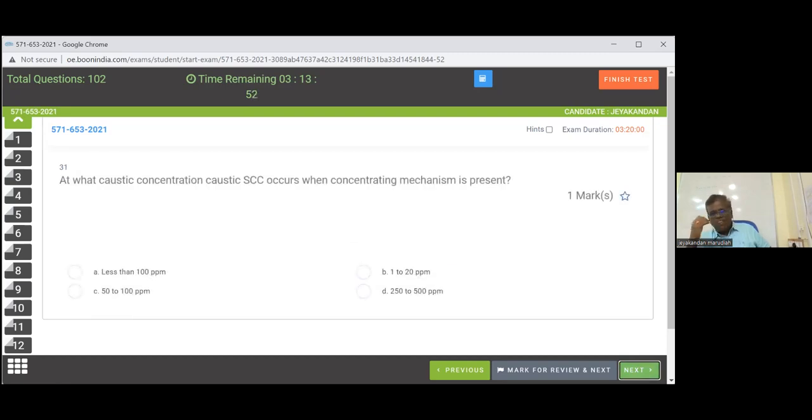Caustic concentration, caustic SCC occurs by a concentrating mechanism, 50 to 100 ppm. There is only one damage mechanism with a ppm. Caustic 50 to 100. Next, to prevent caustic SCC, PWHT should be done. Only one PWHT temperature is given, that is for caustic, 1150. Next, to prevent caustic SCC before steam out, it should be a water wash. We should not clean directly with steam. We have to wash with water first.